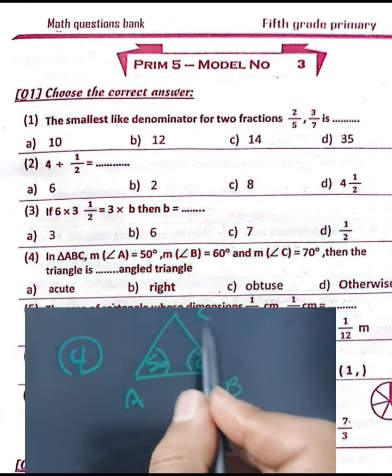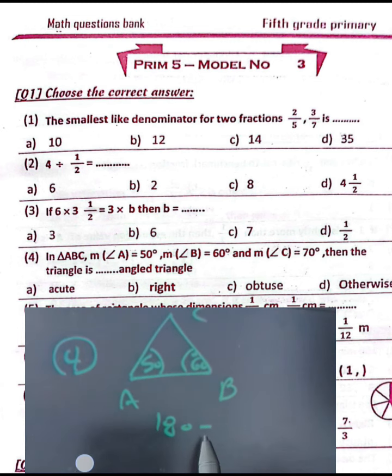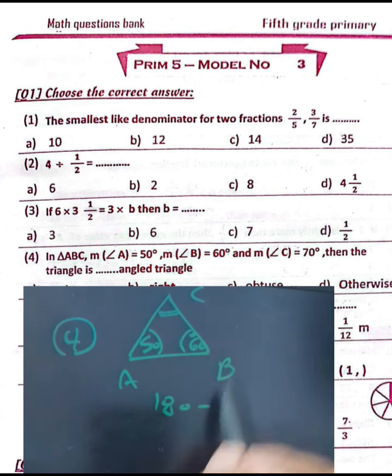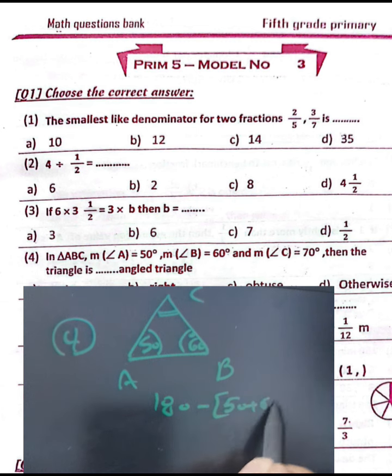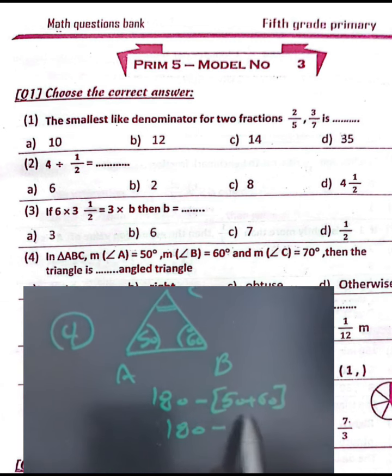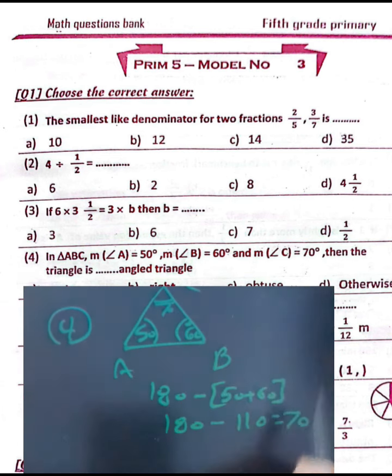Then for the measure of angle C, we can add the two angles and subtract the result from 180, because the sum of the interior angles in each triangle equals 180. You can find the measure of this angle by writing 180 minus the sum of the two angles, 50 plus 60. The sum is 110, and the difference equals 70 degrees.